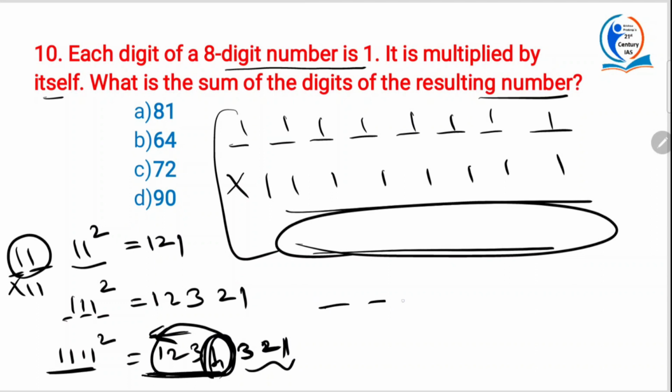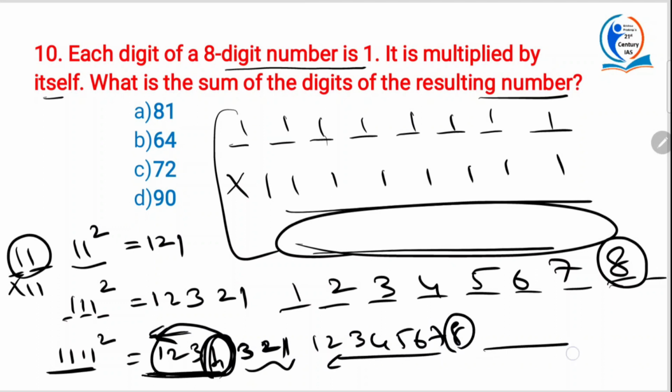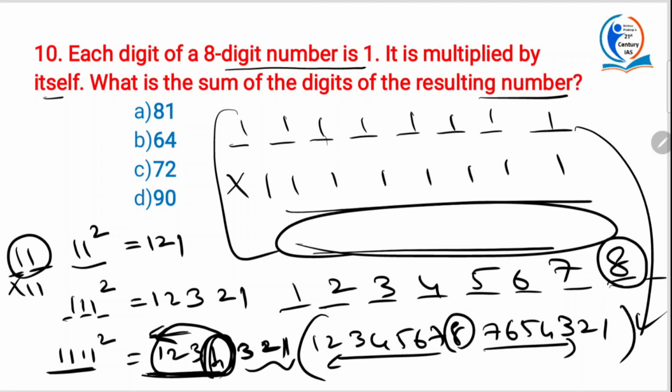So here 1, 2, 3, 4, 5, 6, 7, 8. Okay. So what will you get? You will get the multiplication of this number as 1, 2, 3, 4, 5, 6, 7, 8. And leaving 8 aside, what are the other digits you will get? 1, 2, 3, 4, 5, 6, 7, 8. So leave 8. These digits you have to write in reverse order. 7, 6, 5, 4, 3, 2, 1. So this is the answer for 8 ones into 8 ones.